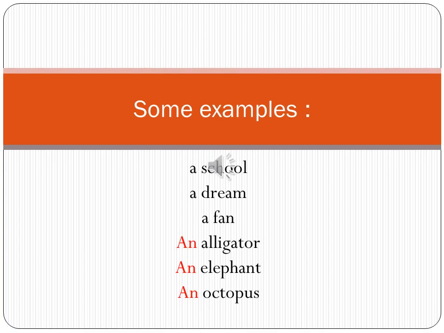Here are some other examples: a school, a dream, a fan, an alligator, an elephant, an octopus. Of course, there are so many other words that you can now give as other examples.